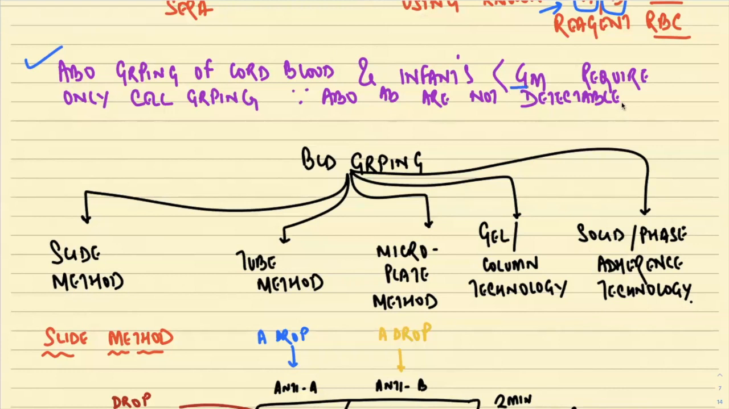Now remember one thing, as I told you, ABO blood grouping of the cord blood and infants less than 4 months requires only cell grouping. I told you about this concept. Why? Because the antibodies are not detectable in the newborn. Only after 3 to 6 months will the antibodies be present in the plasma of the child. Remember, only forward grouping is done below 4 months of age, or even below 6 months of age. Reverse grouping is not done, because antibodies are not present in the plasma of the infant. Is this very clear to everyone?